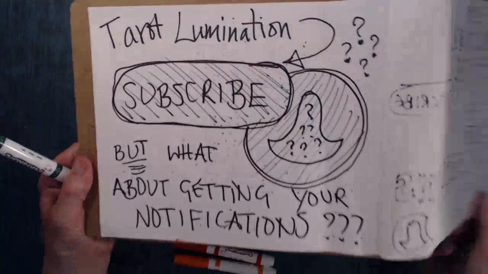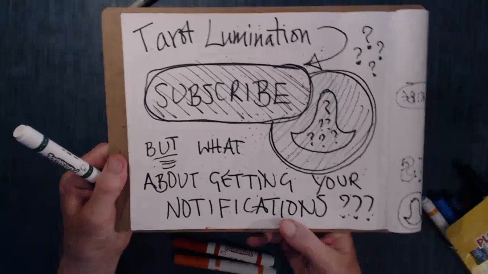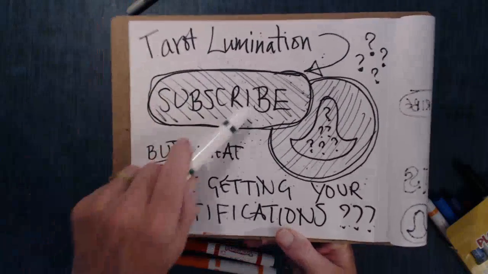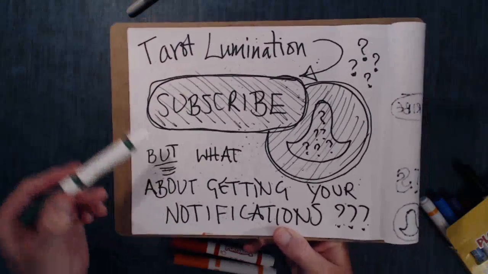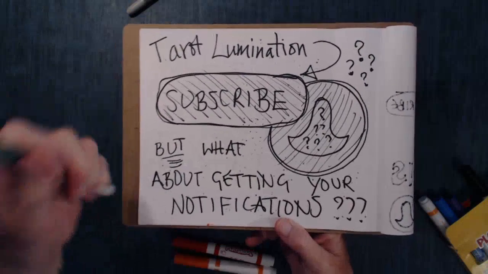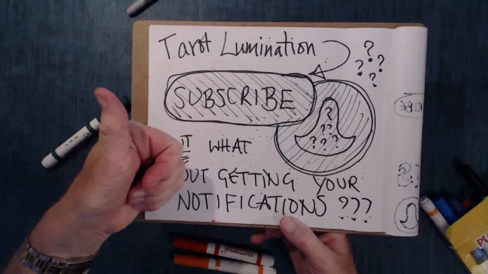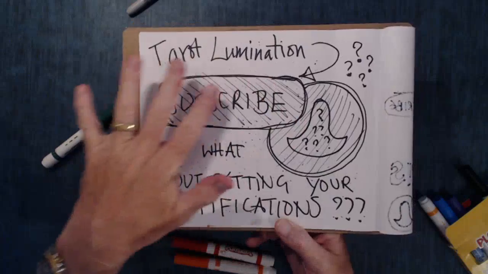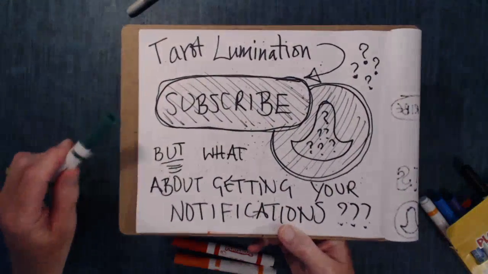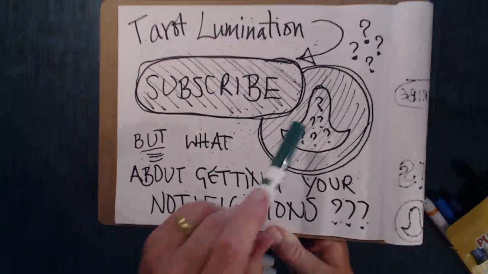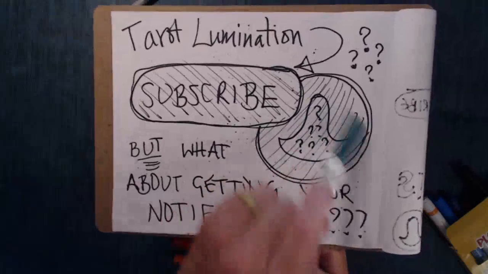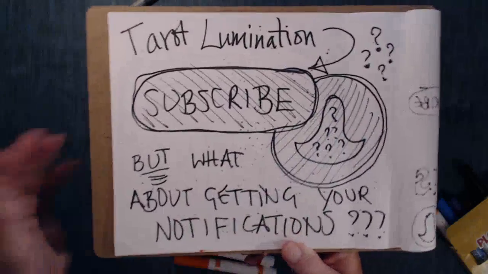Basically, here is how it works. Let's say you want to subscribe to Tarot Lumination. You subscribe. Guess what happens? Nothing. You become a subscriber, ends up over here on my count, and that is awesome. It helps with the statistics and the growth, but it doesn't help you in any way. So what about getting your notifications? You have to click this button here. It's a separate button, okay?